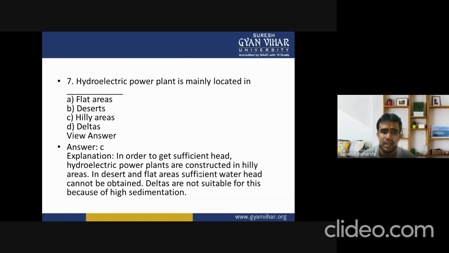Question number 7. Hydroelectric power plant is mainly located in: option A, flat areas; option B, deserts; option C, hilly areas; option D, deltas. So the correct answer is option C, hilly areas.